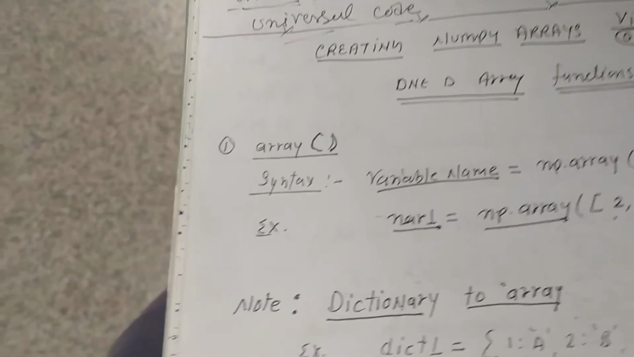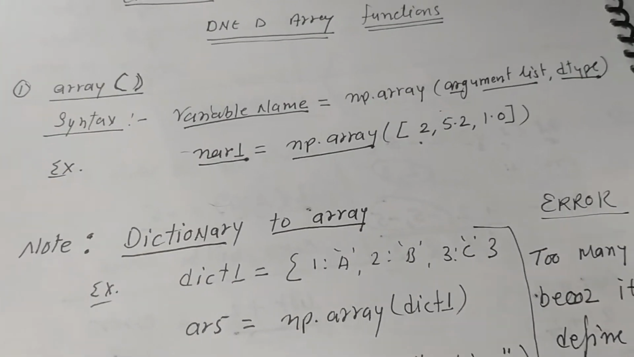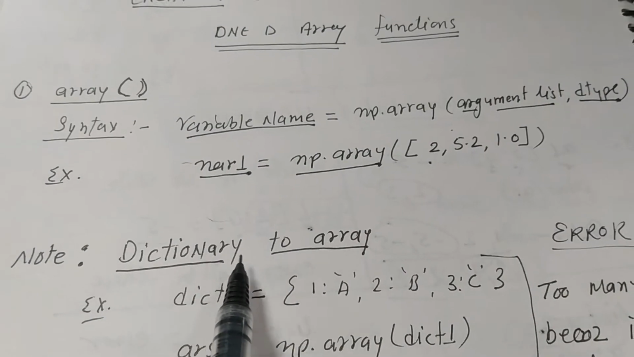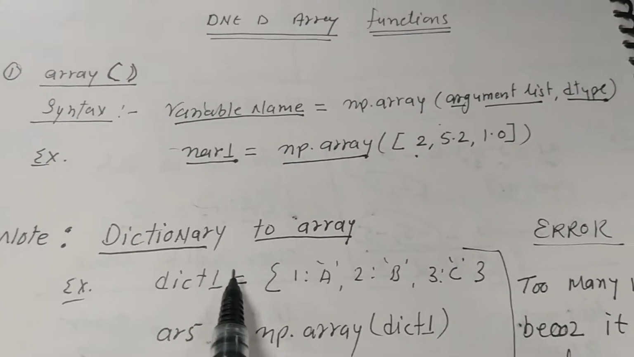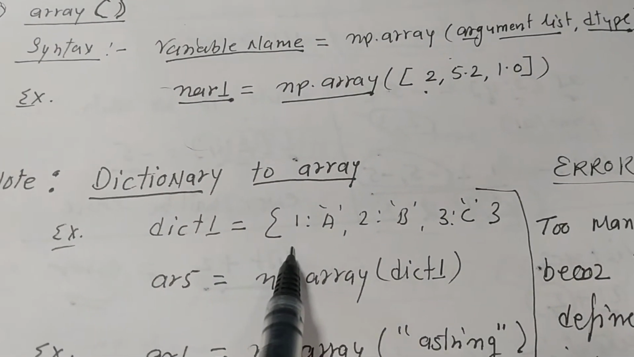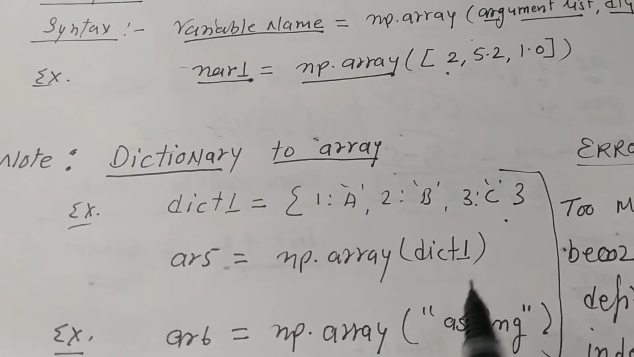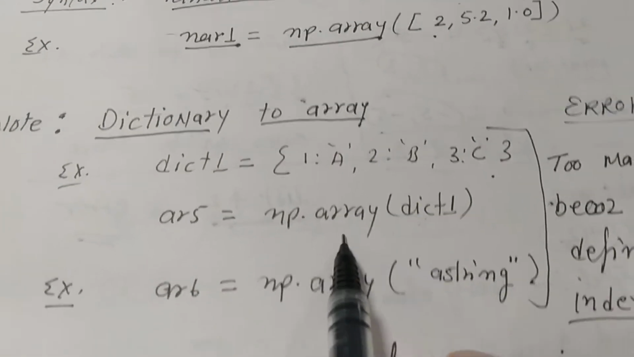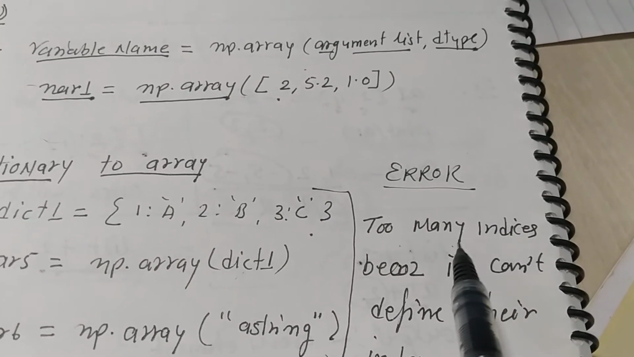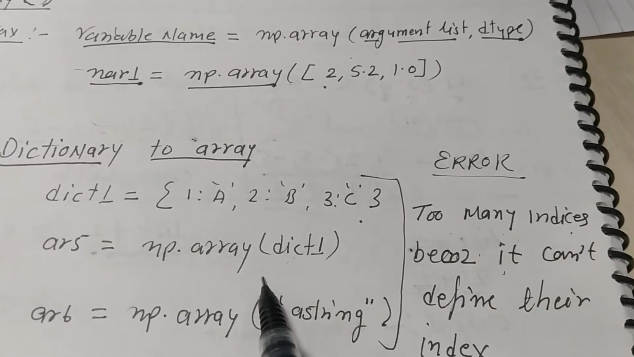Now there is something here about the dictionary also. Let's see dictionary to array. Can we create an array from a dictionary using the array function? Directly we cannot. Like dict is the variable, at the first position we have A, at the second position B, and at the third index C. If we want to create an array, we cannot, because it will give an error. And what will be the error? Too many indices, meaning multiple indices cannot be assigned to the array.